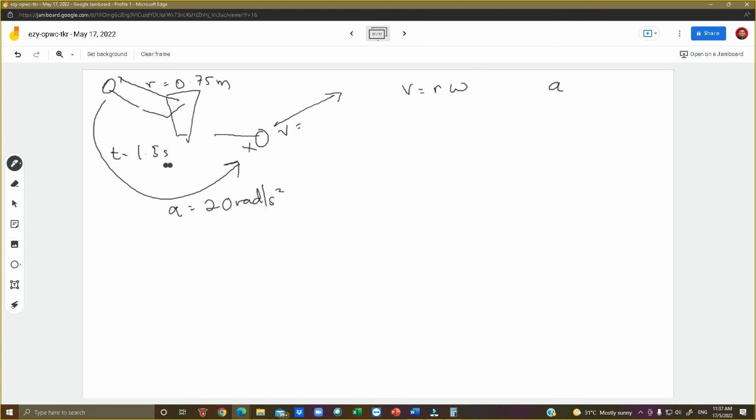Barulah kamu boleh tahu berapa velocity. So you need to know at the instant of release, what is the angular velocity of the system. Maksudnya kamu kena cari dia punya omega 2 dia. Because omega 1 dia dalam kes ni kosong. Can you find out?